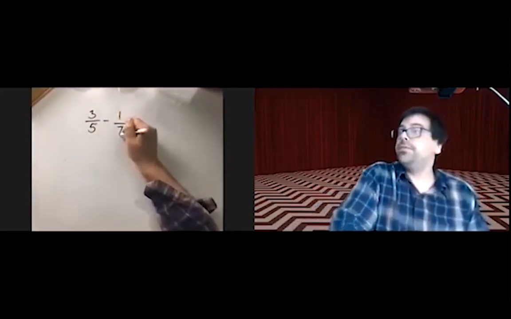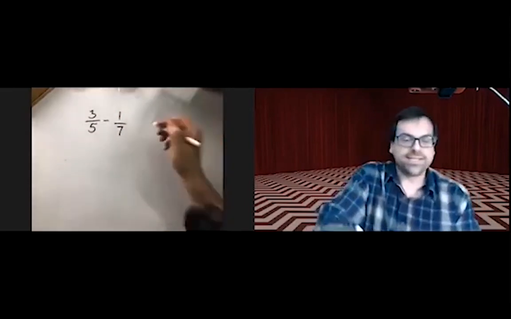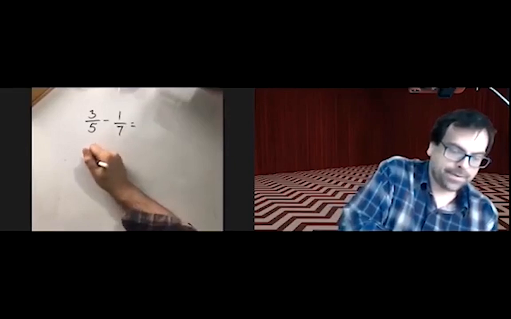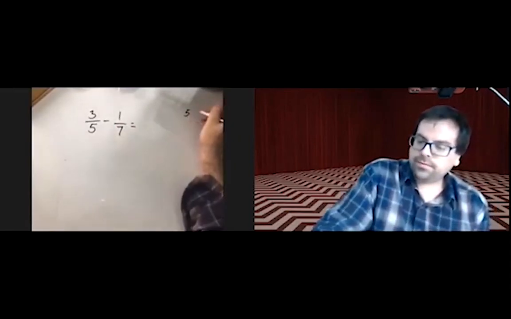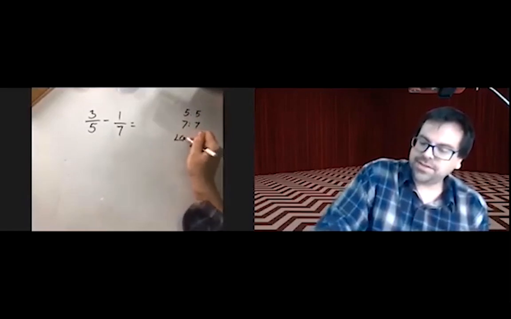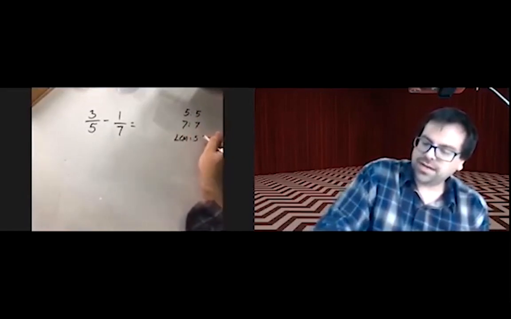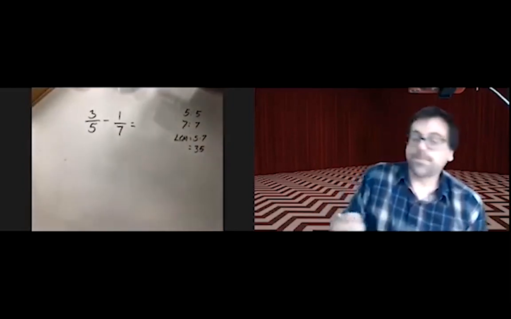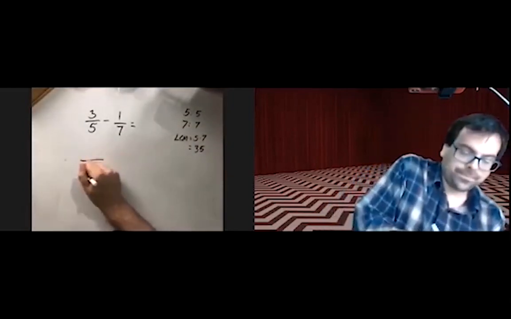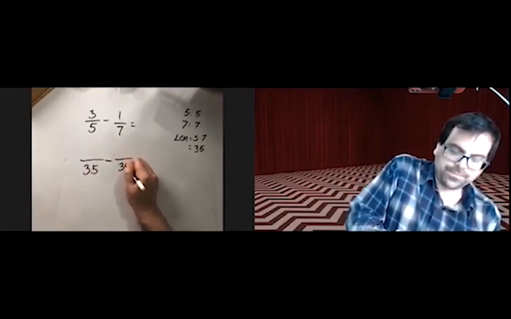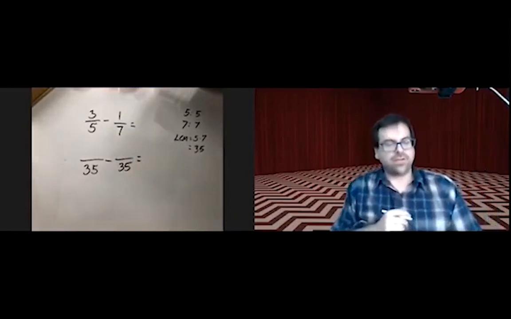Let's take a look at 3/5 minus 1/7. 5 is just 5. 7 is just 7. So the least common multiple is just 5 times 7, 35. Two fractions over 35.